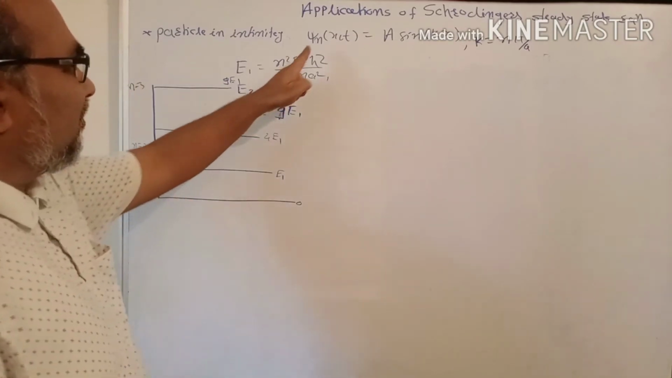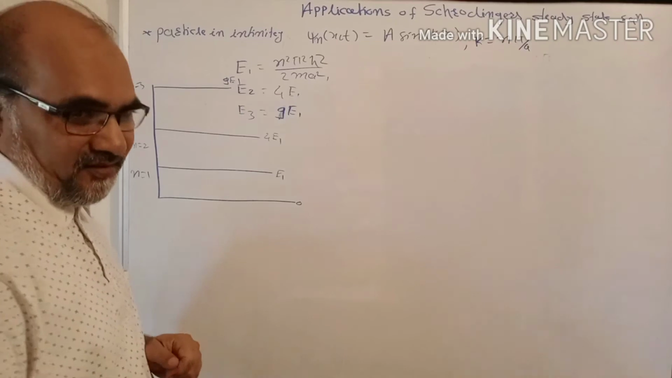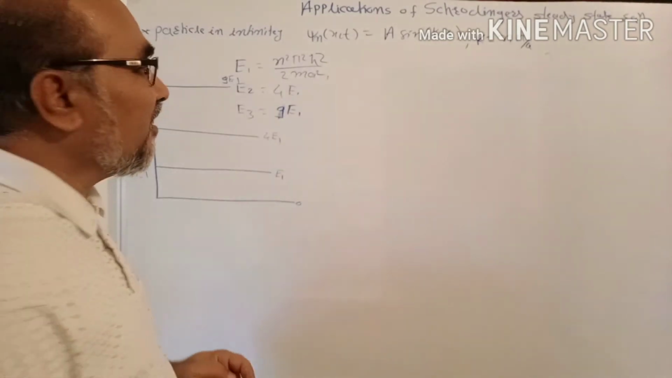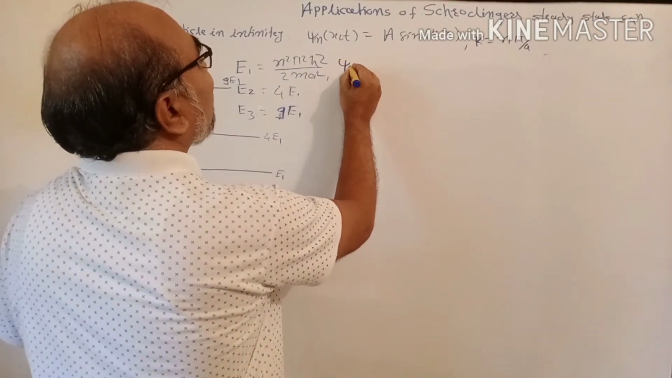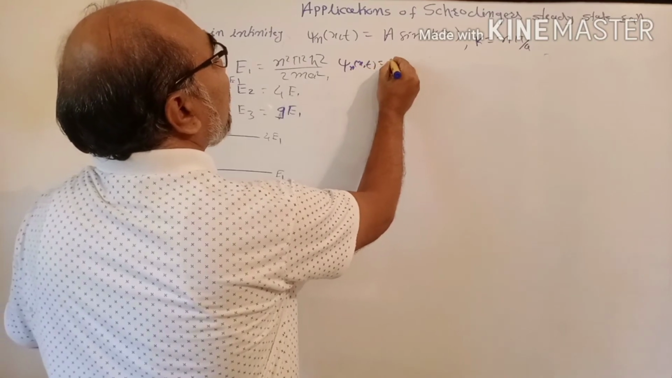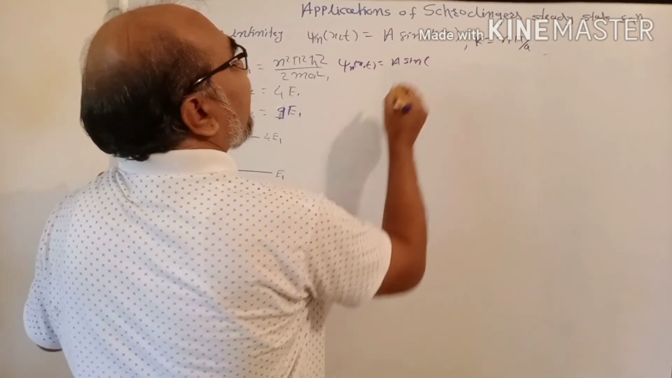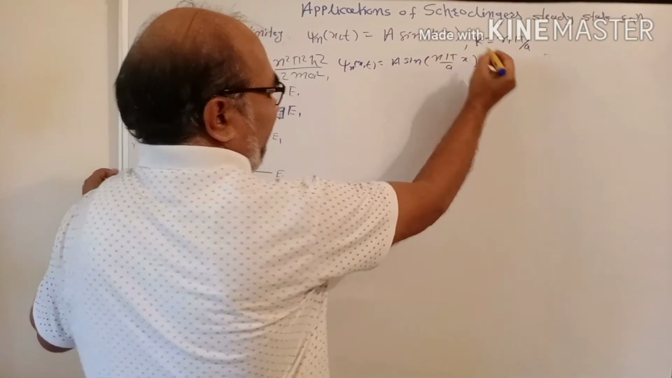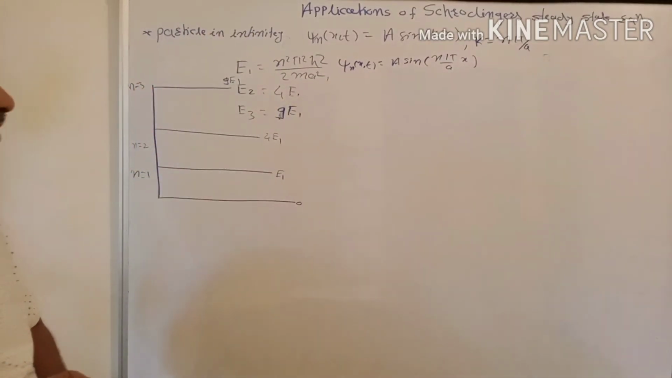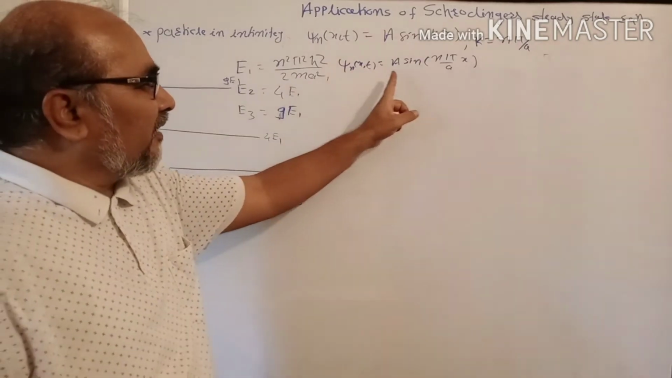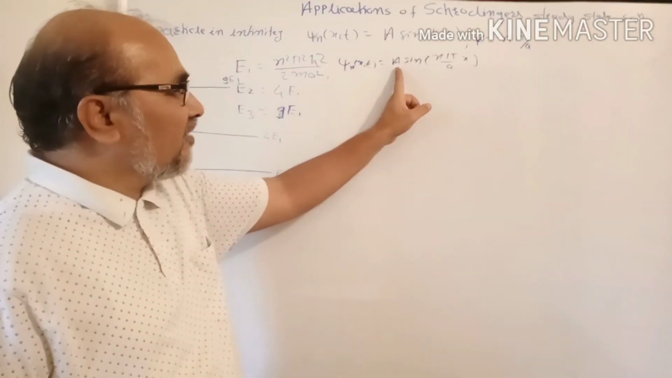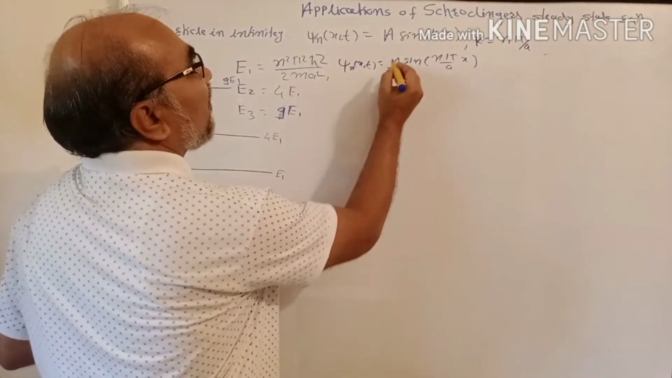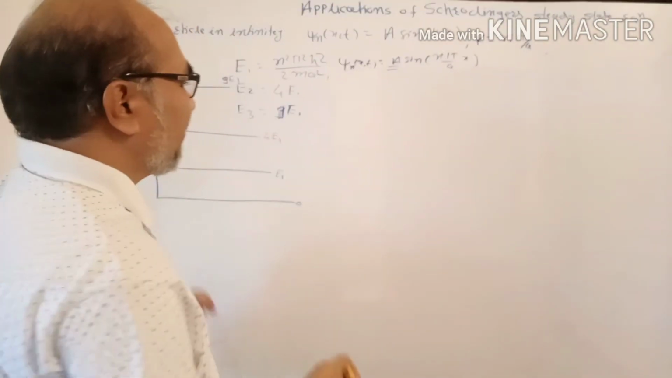Okay, so there is another problem: find out the wave function psi of x. Last time we saw the energy eigenvalue. Now the eigenfunction. So psi of x is equal to A sin kx, where the value of k is n pi by a. So psi n of x is equal to A sin of n pi by a into x, where A is the normalizing constant. To find the value of A, we use the normalization condition.